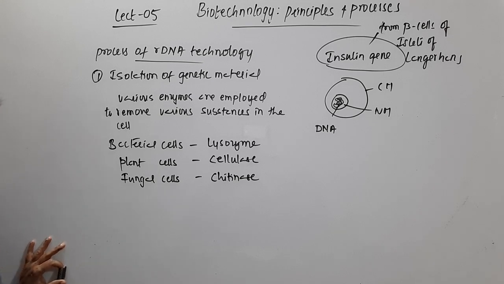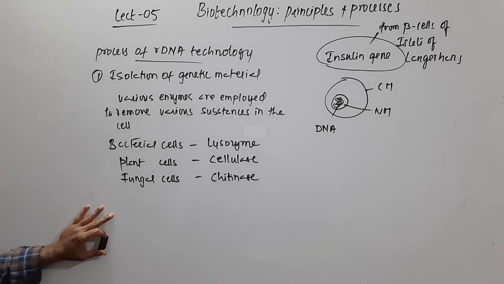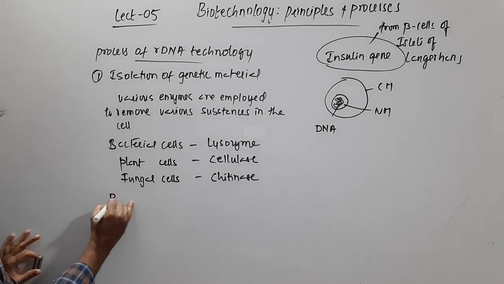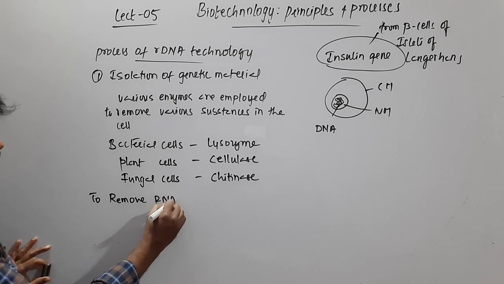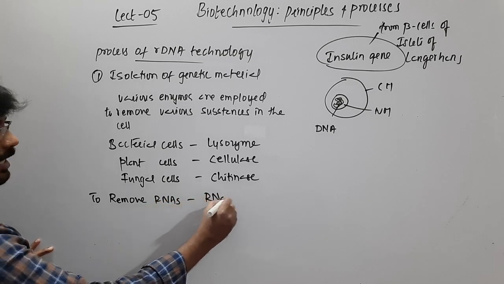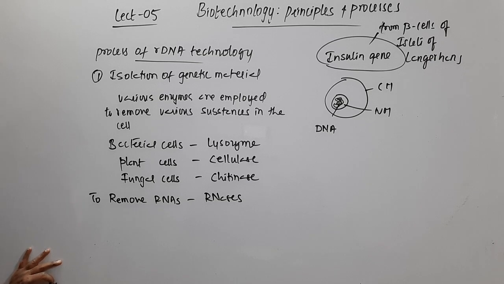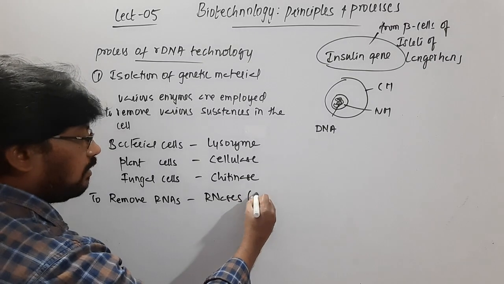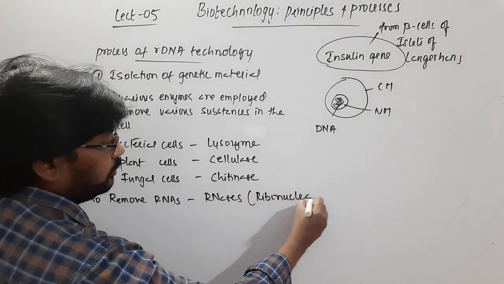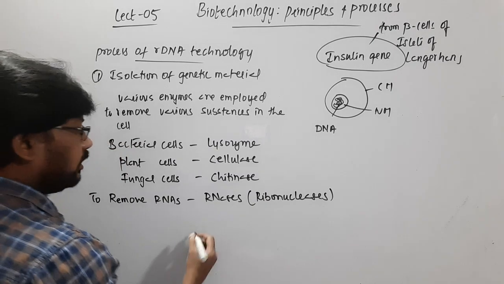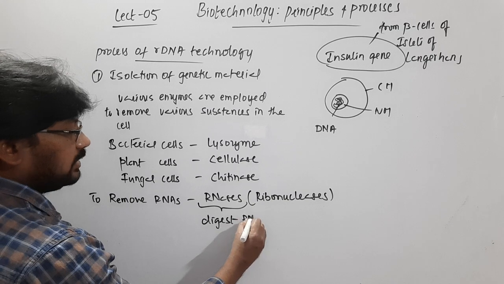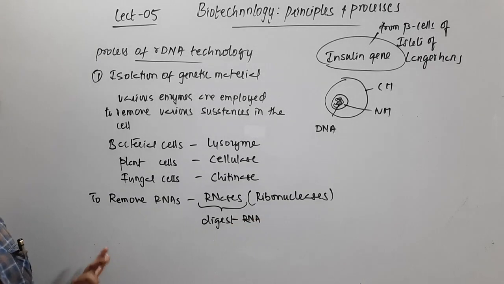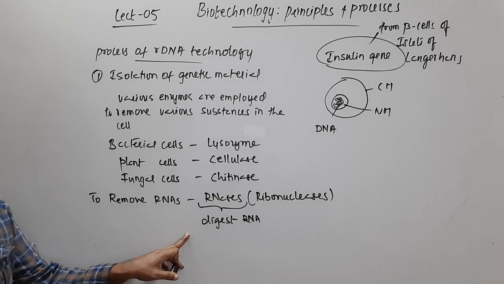Okay, right. So then to remove the RNA, I will be using enzymes called RNases. So these RNases, called ribonucleases, are going to digest RNAs. Digest means they will break down these RNAs and completely remove them.